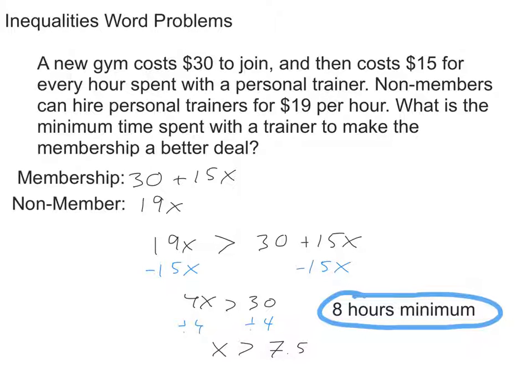You could plug in, just to confirm that that is indeed the case, if you go 8 hours on each plan, it would cost a member $150, and it would cost a non-member $152. So you can see that that's where it's going to start to make a difference. So if you're going to have to be with a personal trainer for 8 hours or more, then you might as well get a membership. All right, hope this helps with some word problems.